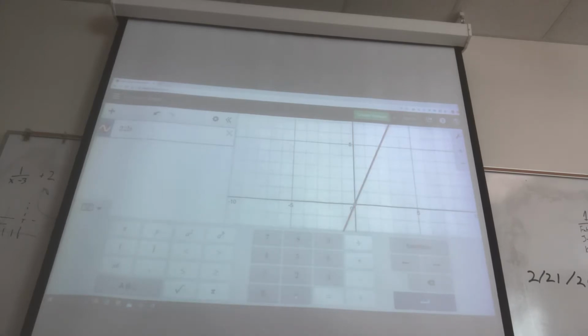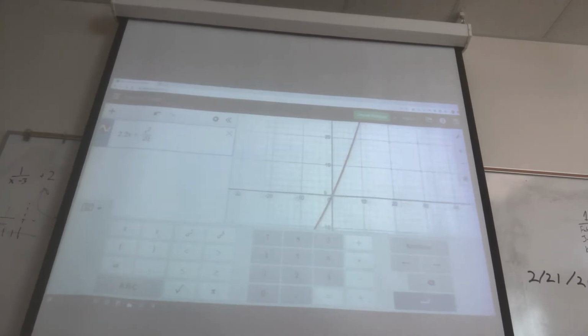2.2 times X plus, I hit the divide, it makes a fraction. Oh my gosh, it's doing it all in the wrong place. Does putting the X in parentheses change it at all? No. Okay. So I've got 2.2x plus my division sign, I've got x squared over, in this case, 20. So it's going to give me a nice quadratic equation.